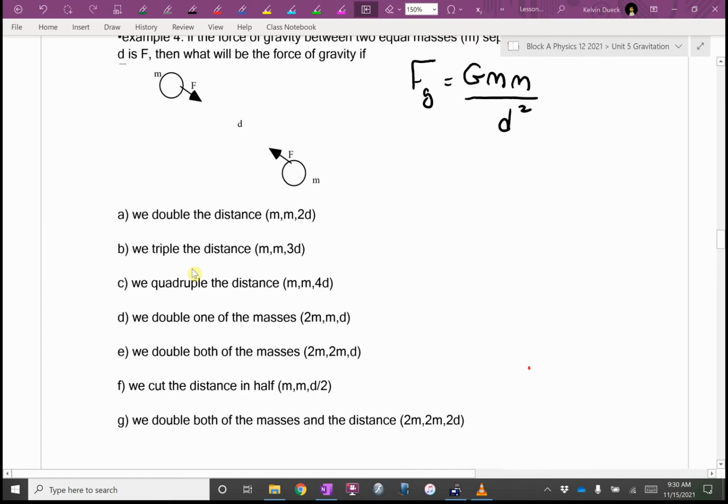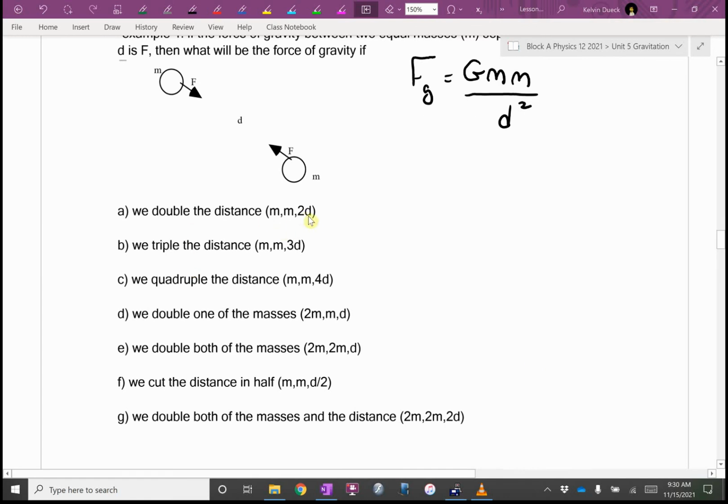What will be the force of gravity if we double the distance? How will it compare to the original? First of all, bigger or smaller? How many times? Yes. What if we triple the distance? What if we quadruple the distance?